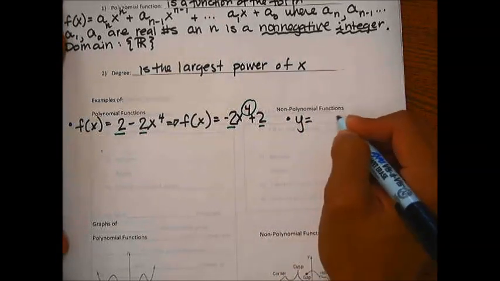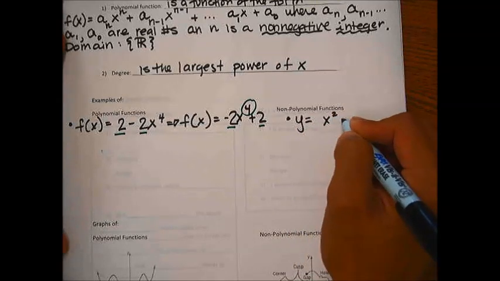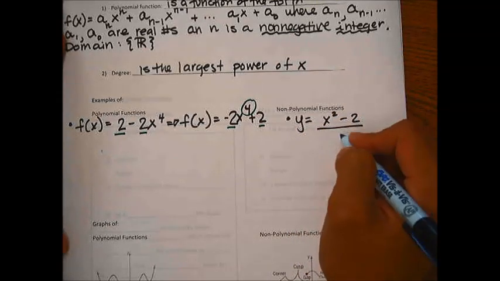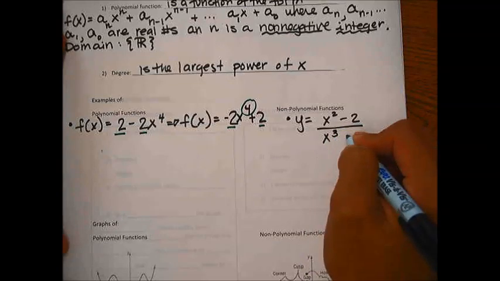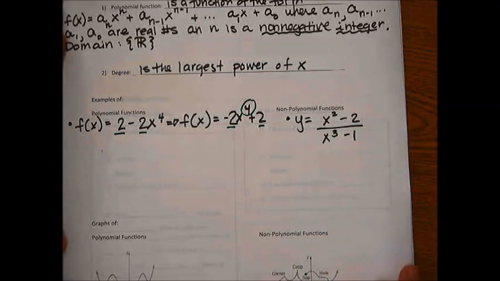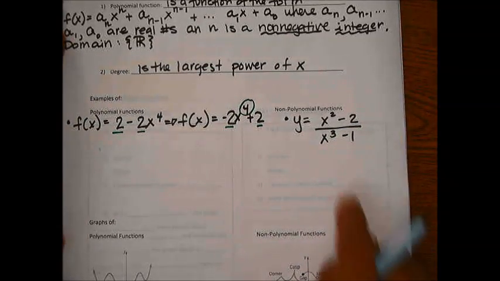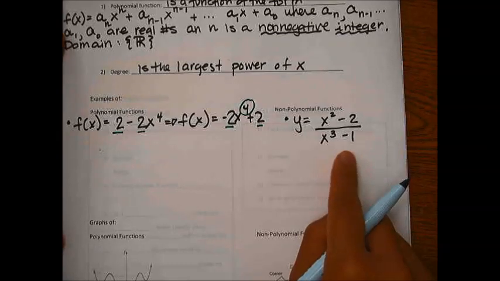Let me give you a non-polynomial function. y equals x squared minus 2 all over x to the third minus 1. This is a non-polynomial. The reason that this is a non-polynomial is because, let's look at this really quickly.